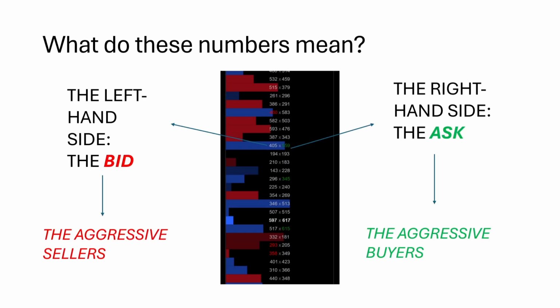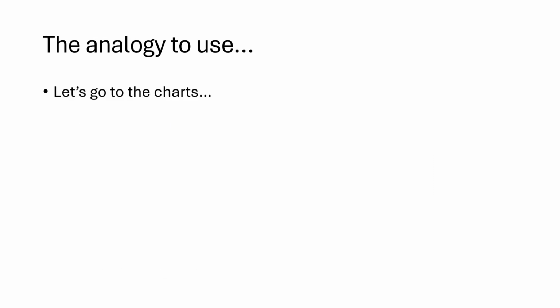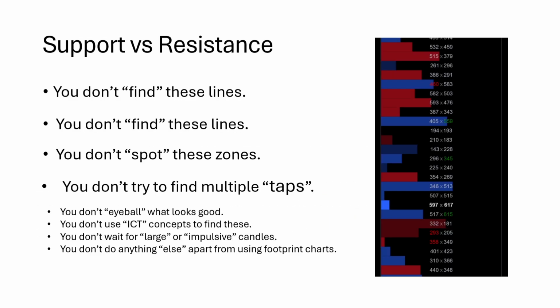Now, what I want to kind of go through in this video is how these two main characters, the aggressive sell and the aggressive buy orders, correlate with supply and demand, right? So that's what I want to go through in this video.